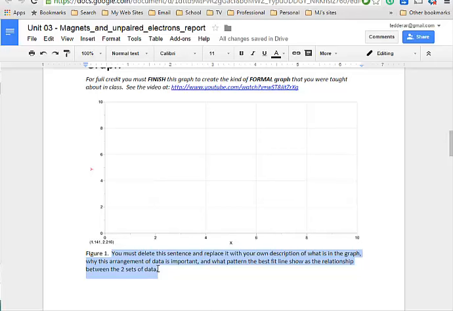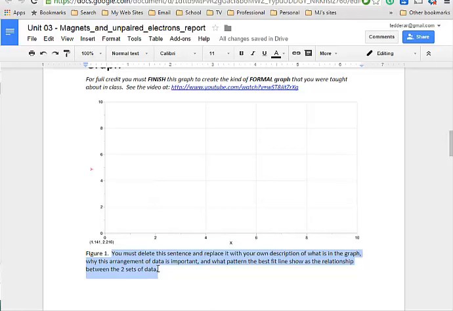The second graph will be the data you got from the second way of removing electrons. You got one way of removing electrons and a second way of removing electrons. That's going to change your x-axis. You do all the same stuff with this graph. Build your figure label.